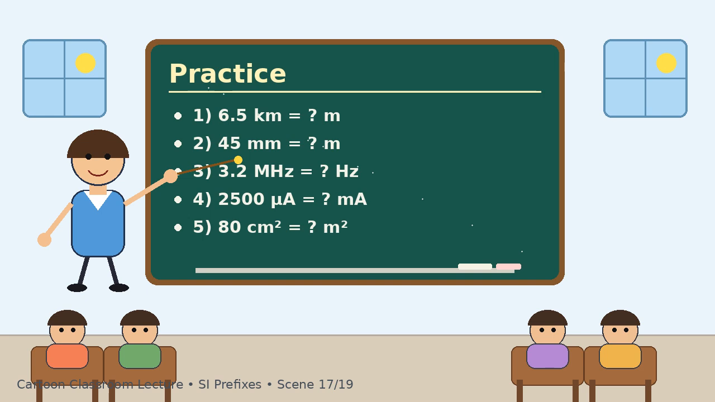Now try a few practice questions. Convert 6.5 kilometers into meters. Convert 45 millimeters into meters. Convert 3.2 megahertz into hertz. Convert 2500 microamperes into milliamperes. And convert 80 square centimeters into square meters. Pause the video and try these before looking at the answers.